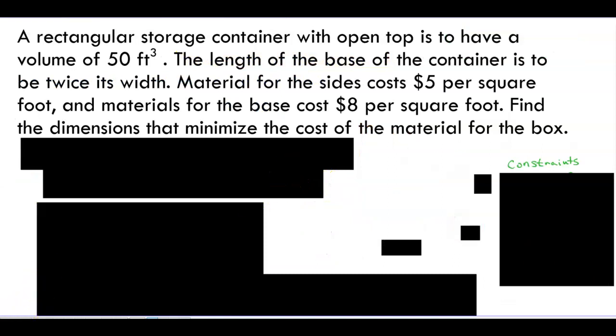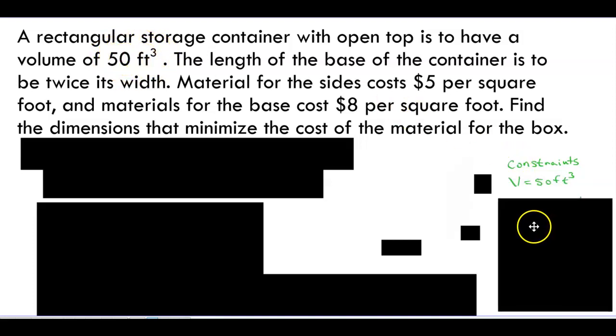Okay, let's take a look at this one. A rectangular storage container with an open top is to have a volume of 50 cubic feet. Notice, we know the volume. So right away, that's what my constraint is. I'm limited to having 50 cubic feet of volume. So keep that in mind. The length of the base of the container is to be twice the width. The material for the sides costs $5 per square foot, and the material for the base costs $8 per square foot. Find the dimensions that minimize the cost of material.